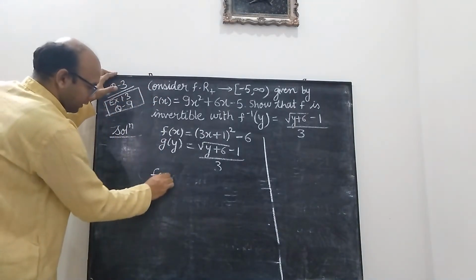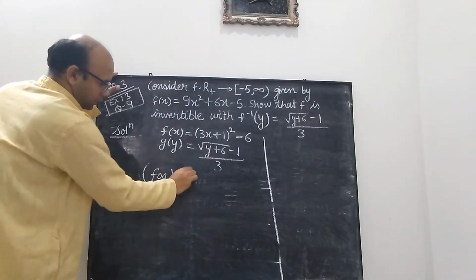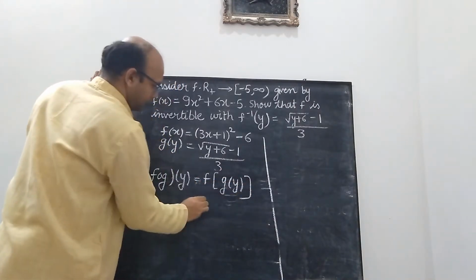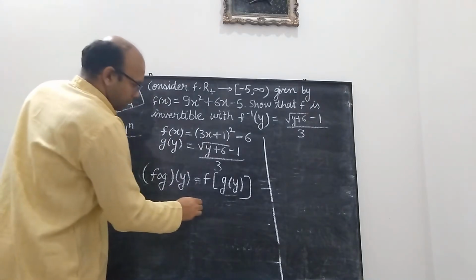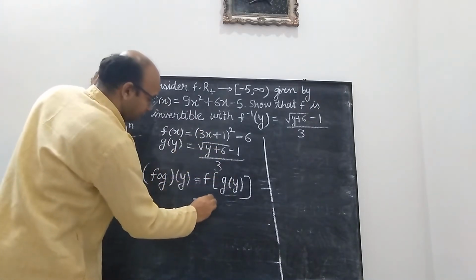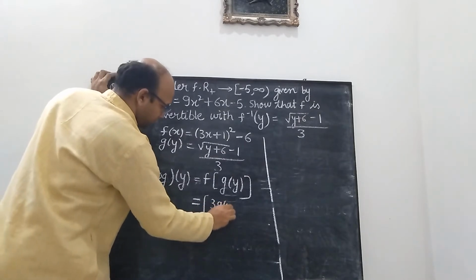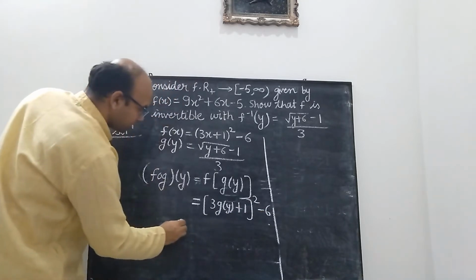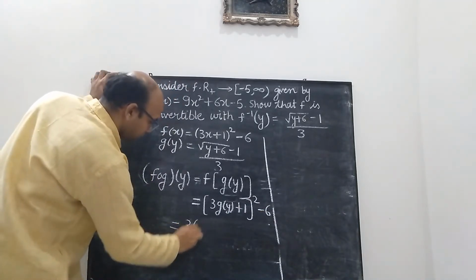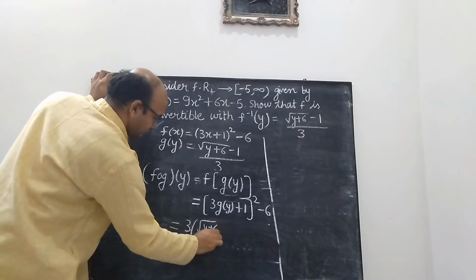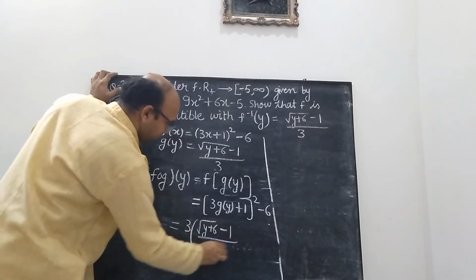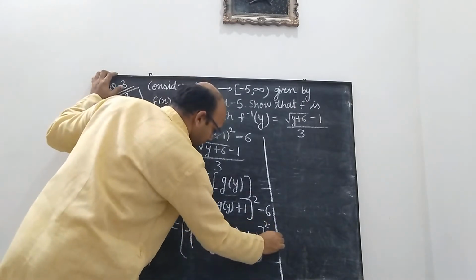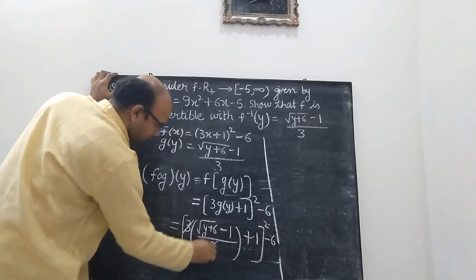So fog of y is f of g of y. In place of x we write g of y. So what we have is 3 times (g of y plus 1) whole square minus 6. Now we substitute g of y, that is (root of y plus 6 minus 1) upon 3, plus 1 whole square minus 6. 3 gets cancelled out.